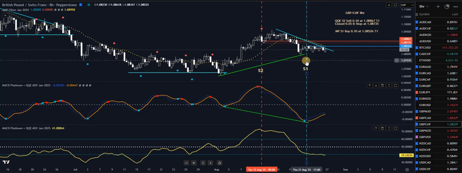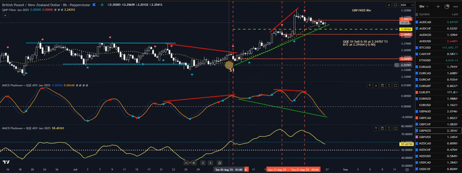That signal's still valid. Trend line's drawn across the highs here. I've adjusted a couple of times. MACD platinum still below the zero level. In the meantime, the QQE is now dropping below the 40 level. So we'll see, we might pick up another buy trade, and if we don't, I'll just keep on dragging the sell stop down.